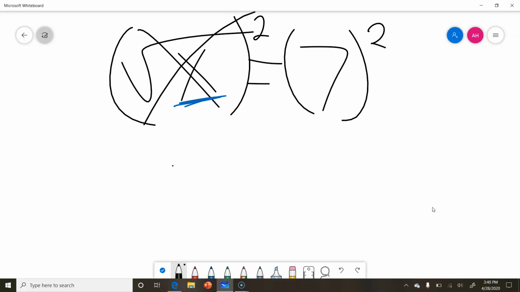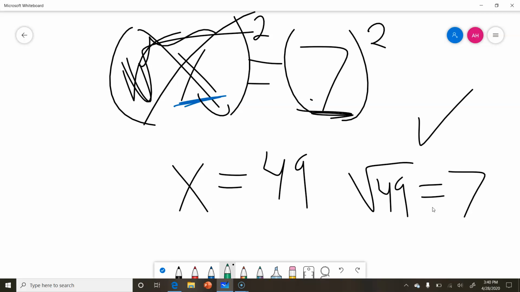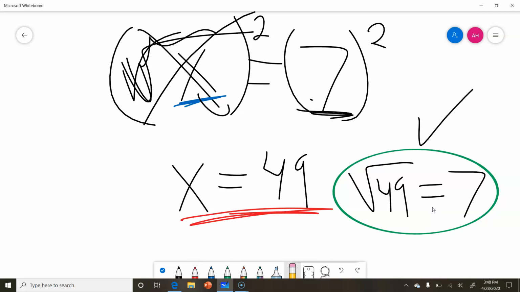So this goes away, and I'm left with x equals, right? You see the square root sign gone. X equals, what's 7 times 7? 49. Well, that's fun, but I have to check my answer to make sure it works. So I write the square root of 49. I plug it in for x up here. Does the square root of 49 equal 7? Yes. Cha-ching. Yay, it works. It's good to go. So my answer is x equals 49.